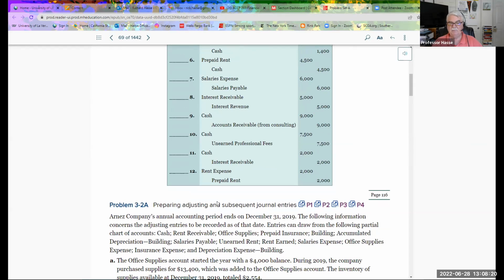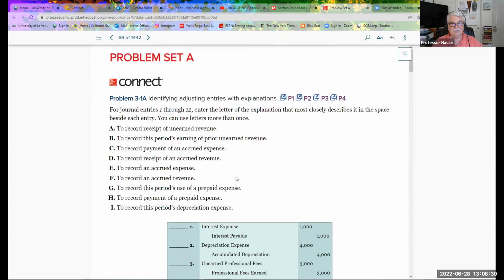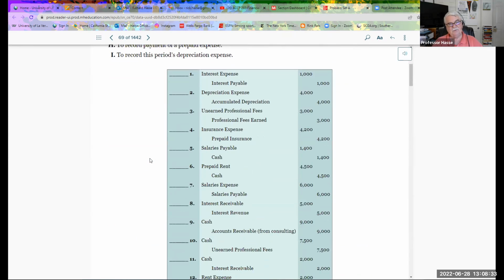And finally, we prepaid our rent for the month. Now we're wiping out that prepaid and charging it as an expense because the service has been provided. And that is letter G as well. So again, these are all different examples, each one of them.